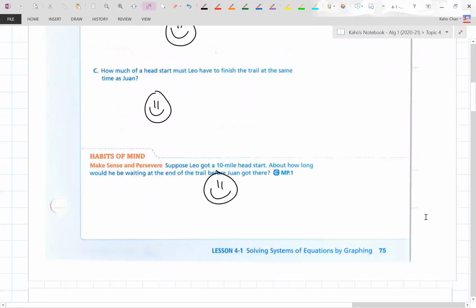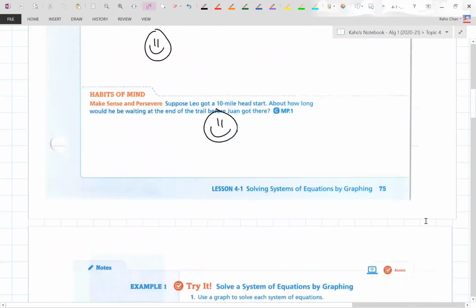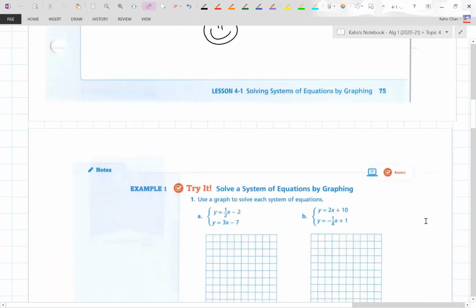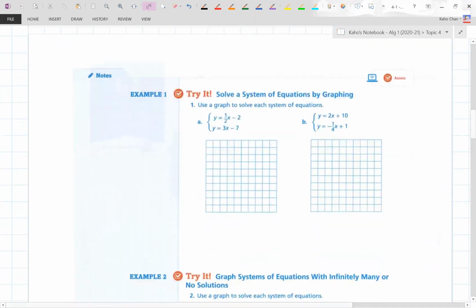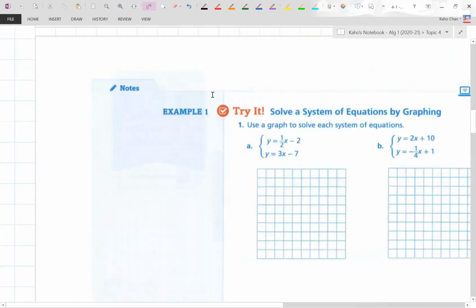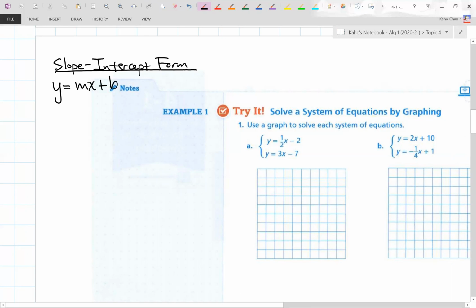The title, Solving Systems of Equations by Graphing, is referring to what would happen if you graph lines on top of each other on a coordinate plane. Off to the left here, we're going to be focusing on something traditional, the slope-intercept form of a line. Here it is: y equals mx plus b. That should look very familiar.